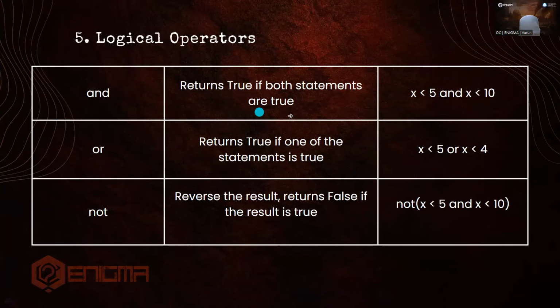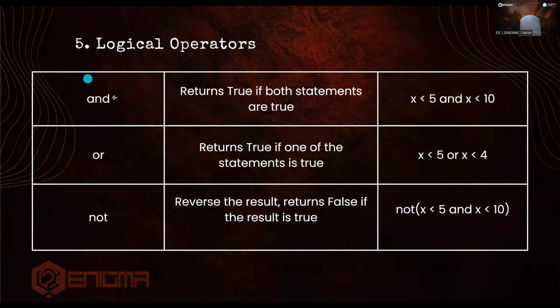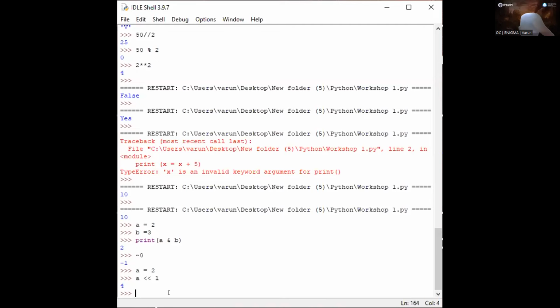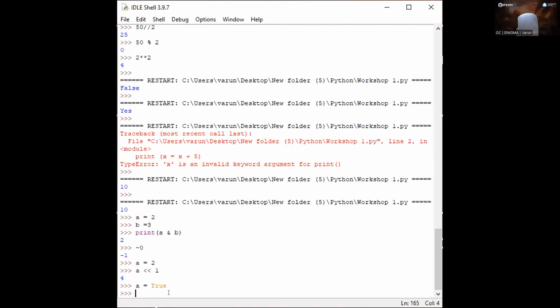And you have logical operators. These are not similar to bitwise operators. This gives true or false values. For example, let's say A is true, B is false.